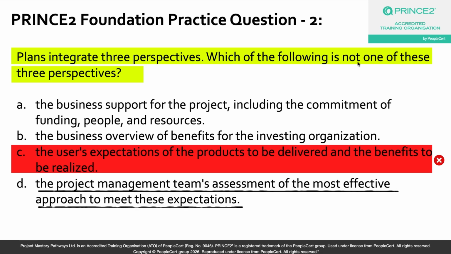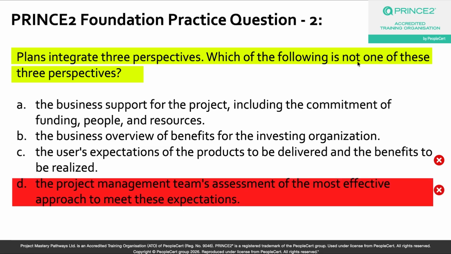Okay, now this is the second perspective, and again it is taken directly from the manual. Now once you know what the users want, someone has to figure out how to actually deliver it, right? That is the project management team's job. They assess the delivery approach, the sequencing of the work, the resources needed, and the risks involved. So if you think about it, this is really the how of the plans practice of PRINCE2, sitting right at the heart of any plan. Okay, and this is very much one of the three perspectives of project planning in PRINCE2. So option D is not our answer either.